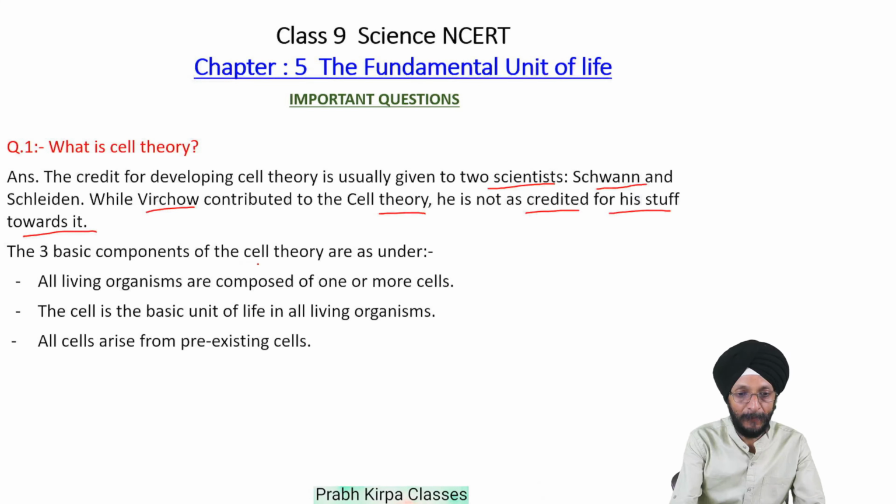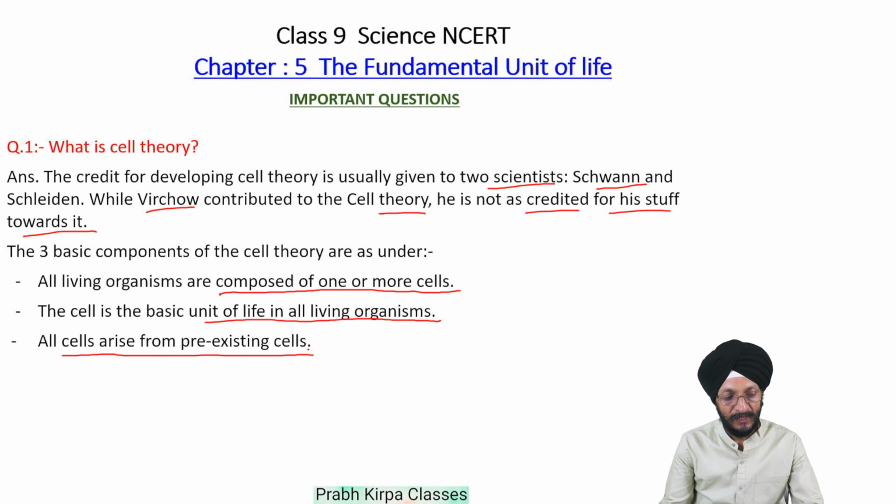The three basic components of the cell theory are as follows. All living organisms are composed of one or more cells. The cell is the basic unit of life in all living organisms. And the third basic component of cell theory is that all cells arise from pre-existing cells.